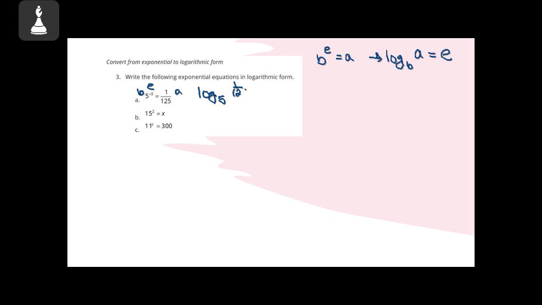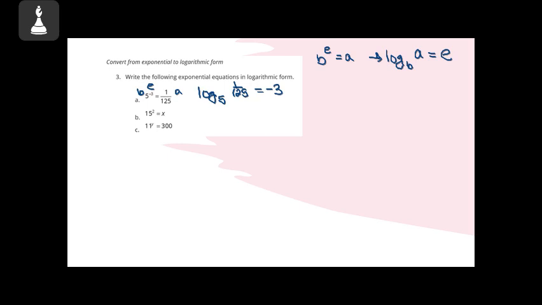Now we're going to have them in exponential form and be asked to write them back in log form. So we're going to, again, have base to the exponent equals the answer, and we're going to now go this way to log base b of the answer equals the exponent. So the base is 5, the exponent is -3, the answer is 1 over 125. So log base 5 of 1 over 125 equals the exponent -3.